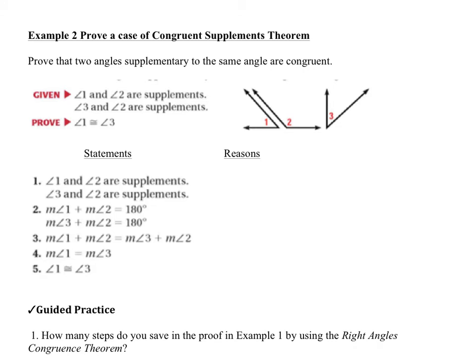Okay, there are two cases. We're only going to do one. The first one is that 1 and 2 are supplements, 3 and 2 are supplements, and we're trying to prove that 1 and 3 are congruent. So the first statement, 1 and 2 are supplements, 3 and 2 are supplements. If you look, that is your given.